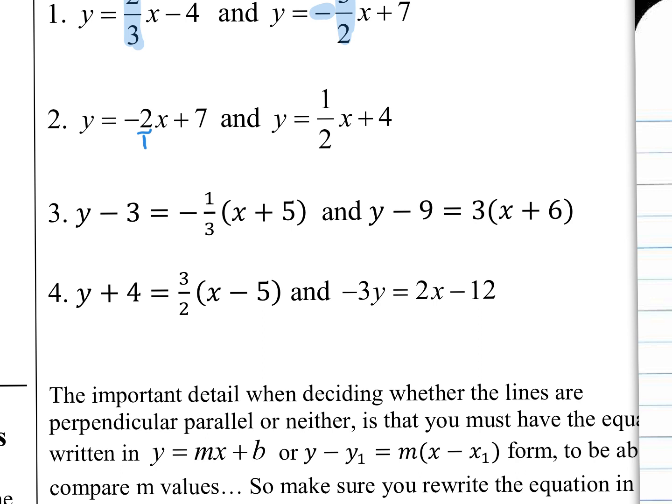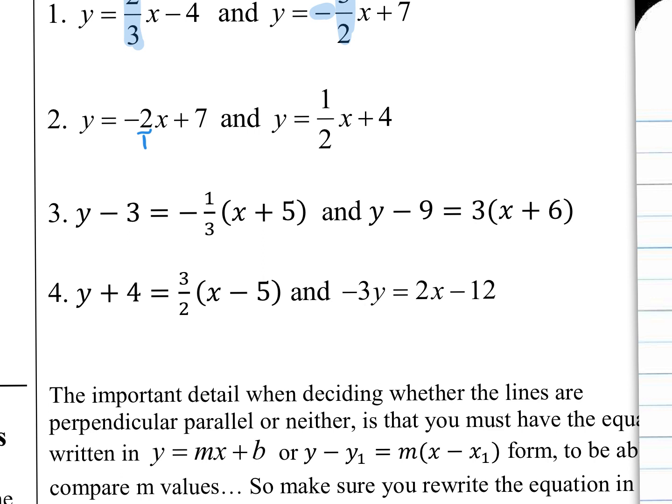Number 4, this slope is 3/2. How do I know? Because it's in point slope form. That's my slope, 3/2. Now, my other slope has to be what in order for it to be perpendicular? Change the sign and flip the fraction. So it should be what? Negative what? 2/3. -2/3. And I don't see a -2/3 here because I can't see my slope yet.